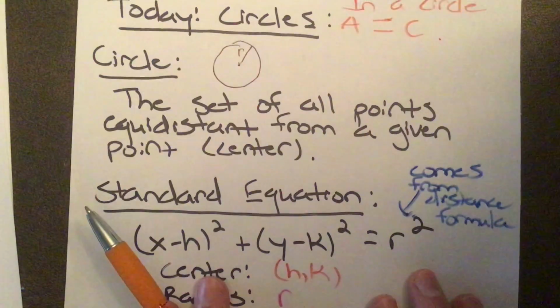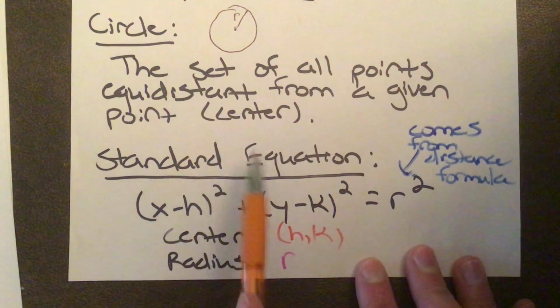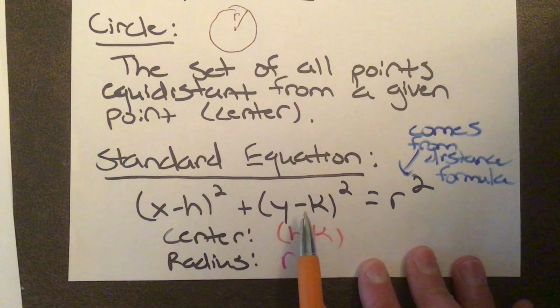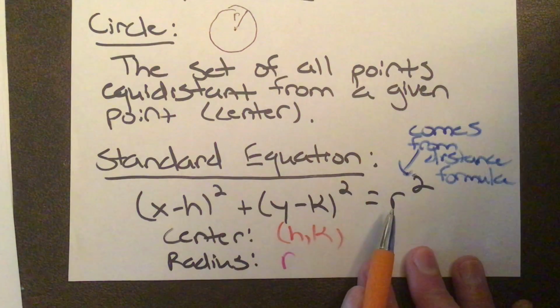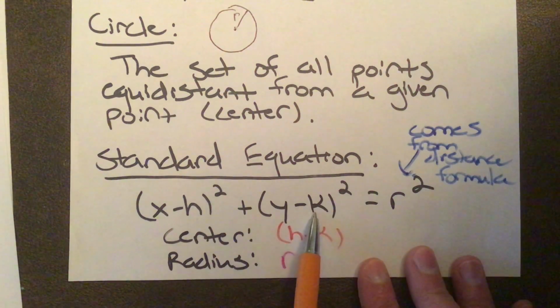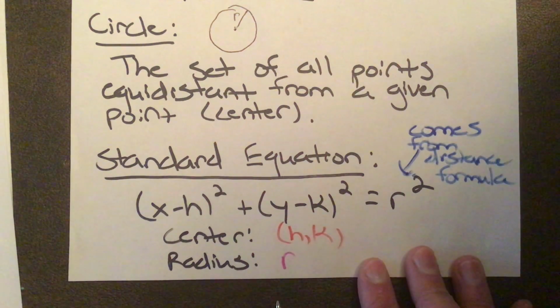What is the standard equation of a circle? The standard equation of a circle looks like this: (x minus h) squared plus (y minus k) squared equals r squared. And in this equation, (h, k) is the center and r is the radius.